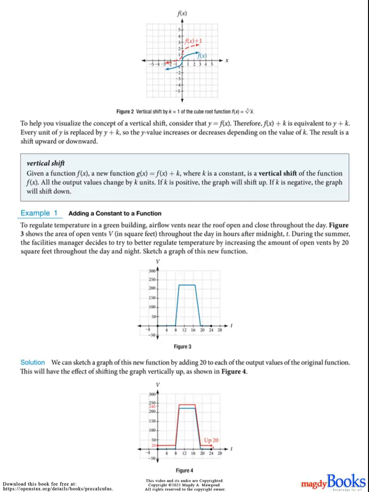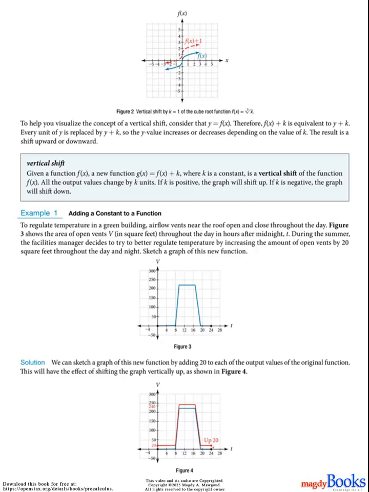To help you visualize the concept of a vertical shift, consider that y = f(x). Therefore, f(x) + k is equivalent to y + k. Every unit of y is replaced by y + k, so the y value increases or decreases depending on the value of k. The result is a shift upward or downward.